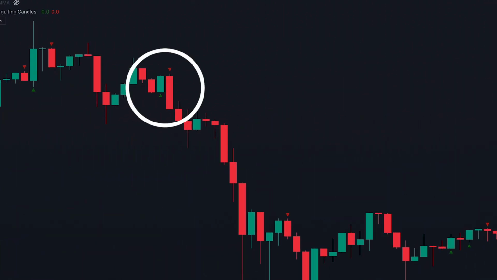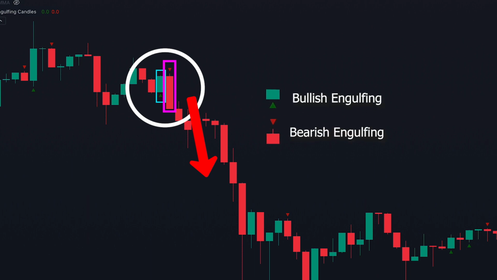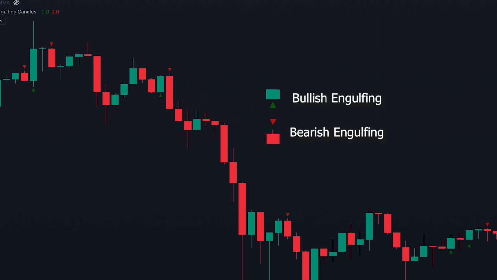Conversely, the bearish engulfing pattern occurs when a small green candle is followed by a large red candle that completely engulfs the previous candle, indicating that the bears have taken control of the market and the price is likely to fall. This indicator prints green and red triangles when it detects a bullish or bearish engulfing pattern.